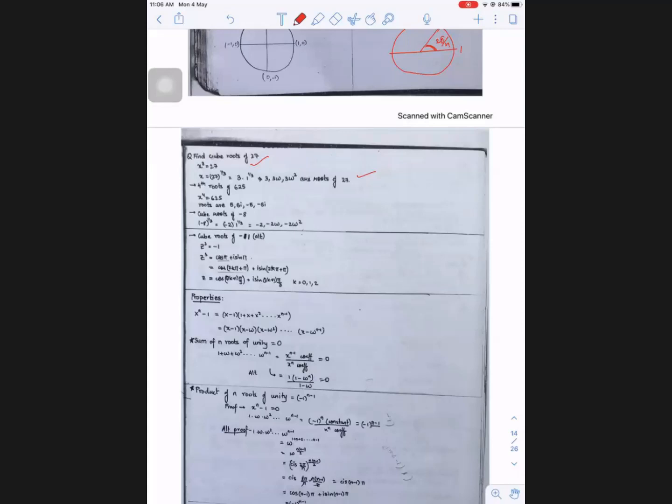Same logic for fourth roots of unity: we know they are 1, minus 1, i, minus i. In the same way, if you want the fourth roots of 625, they are 5 into 1, 5 into minus 1, 5 into i, 5 into minus i. Like that, you can get all. Even for negative numbers, for example, cube roots of minus 8: we know one of the cube roots of minus 8 is minus 2. So the remaining roots are minus 2 omega and minus 2 omega square. Like that you will get.